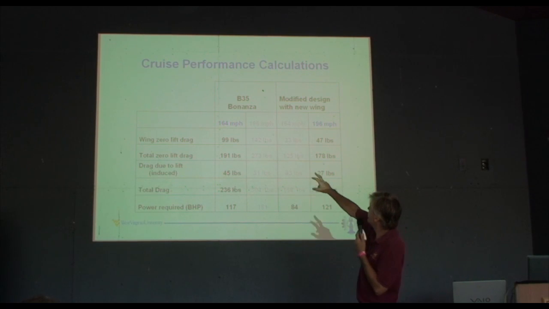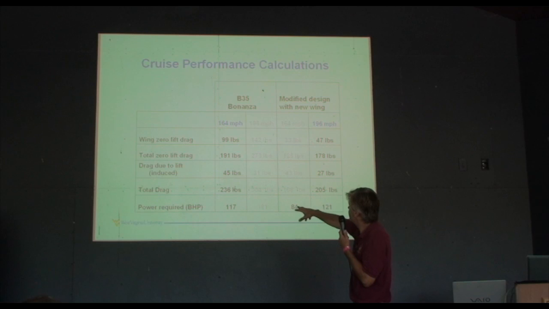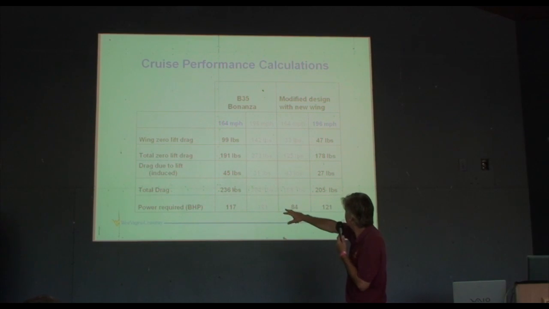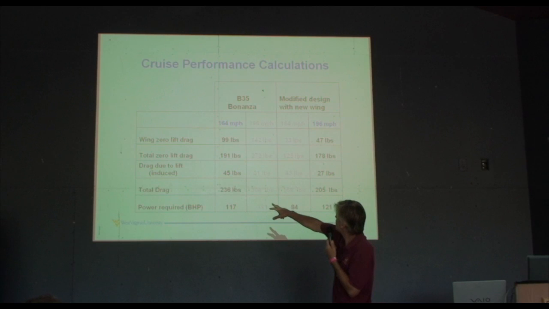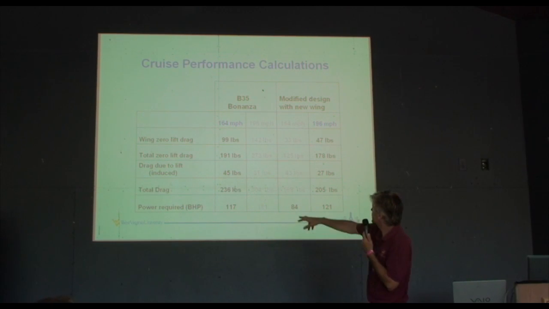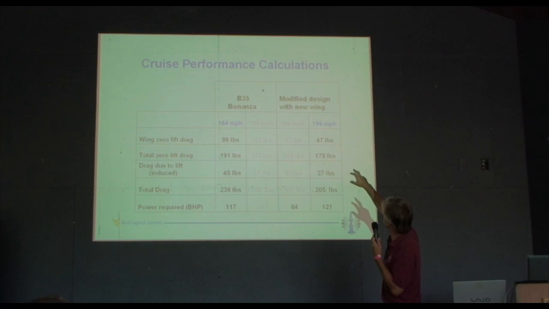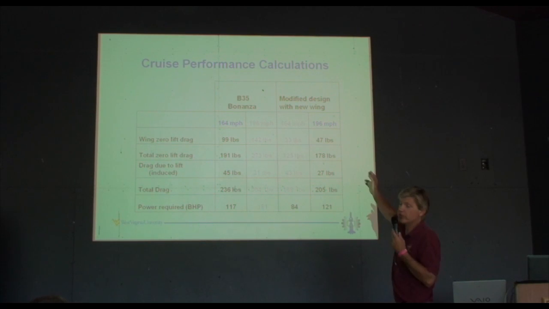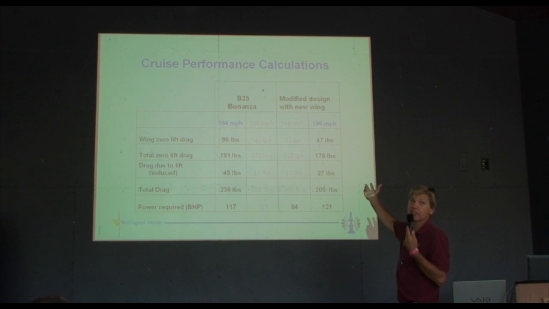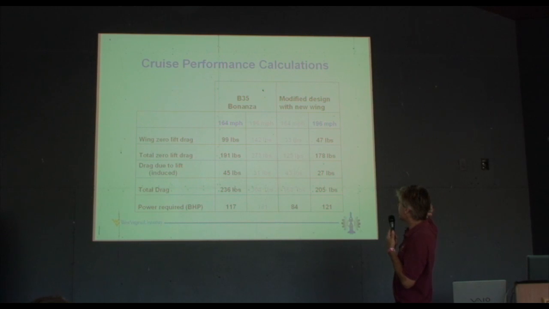And if you calculate all the drags, you end up with 236 pounds of total drag and requires 117 horsepower. The new design will cruise at 196 miles an hour. That's a lot faster. And its total drag is 205 pounds, and the power required is 121.